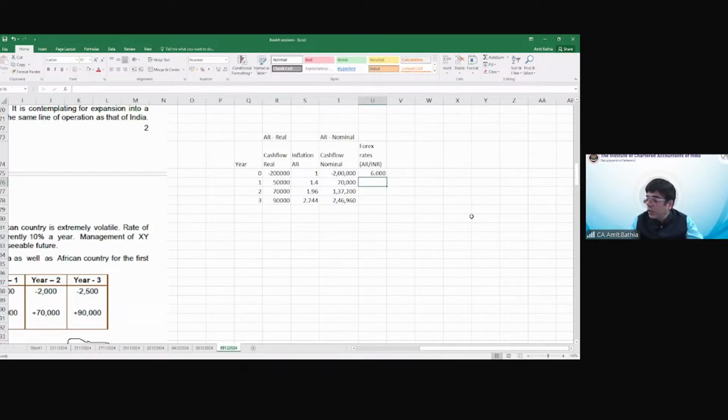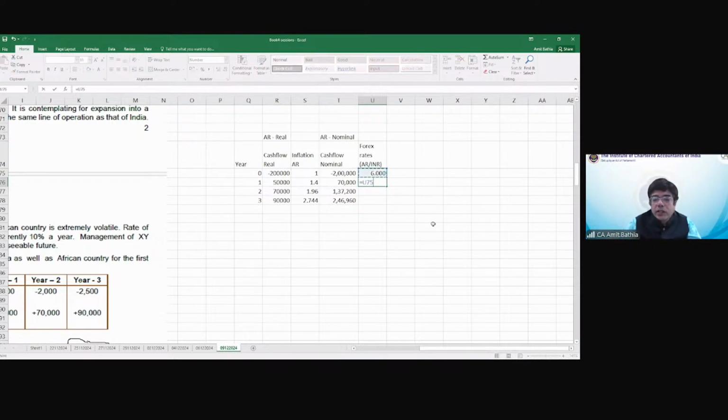How do I calculate over here? Should I use IRP or should I use PPP? You don't have interest rates over here. What you are given is inflation rates. So I will use purchasing power parity to calculate what will be my forex rates for year 1, 2, and 3, which is known as expected forex rates, expected spot rates.